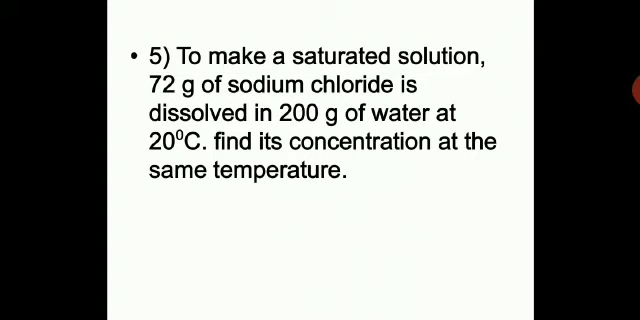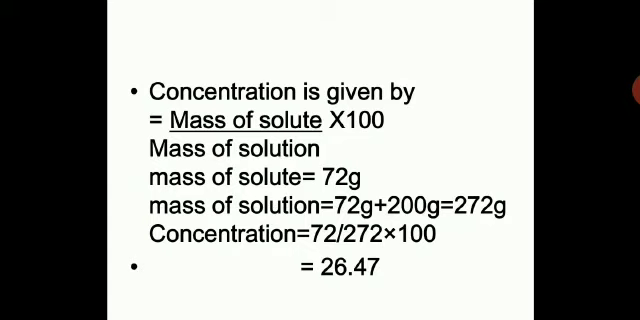Question number 5. To make a saturated solution, 72 gram of sodium chloride, that is common salt which you use in day-to-day food, you consume it, so it's sodium chloride NaCl, is dissolved in 200 gram of water at 20 degrees Celsius. Find its concentration at the same temperature. So the temperature remains the same, that you have to take into account, and then we will see how the sum can be solved. Concentration is given by mass of solute upon mass of solution into 100.